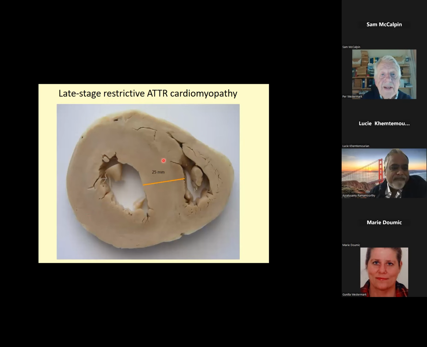I can say that this heart is cut transversely, as you understand, with the left chamber here and the right here. The interventricular septum is here, and this septum should normally be less than 12 millimeters, but is in this case 25 millimeters. So at least 50% of the material here is amyloid, with some residual muscle tissue, of course. So it's a terrible disease.